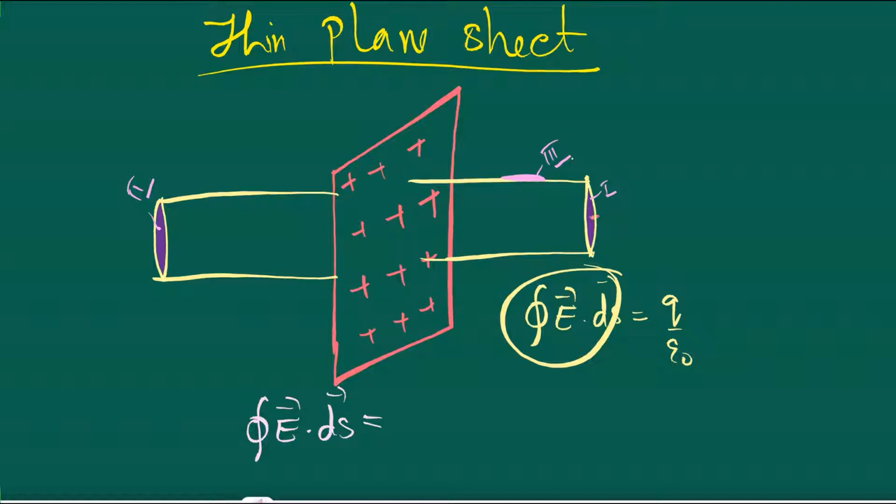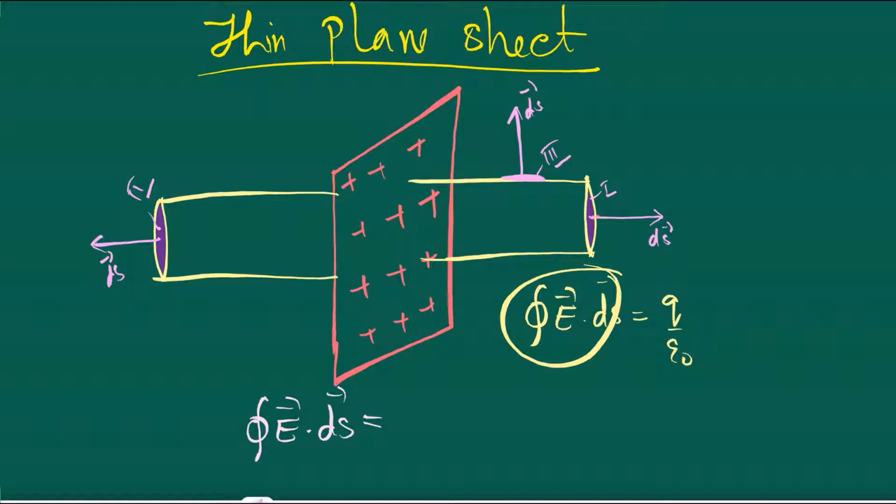How can we draw the area vector? It should be normal, and the area vector always acts in the outward direction. Here also it is acting in the outward direction. So all these are the area vector, vector dS.